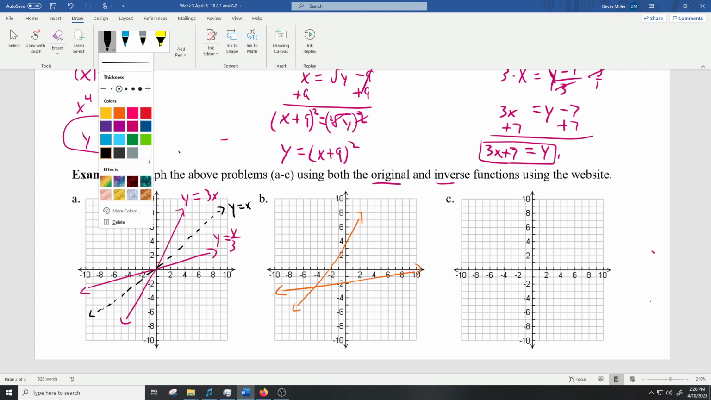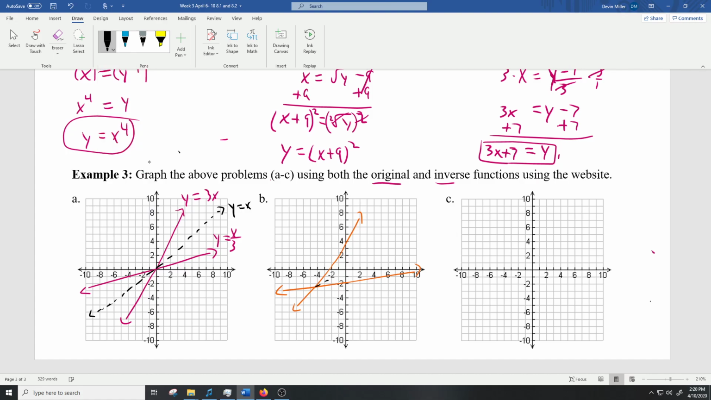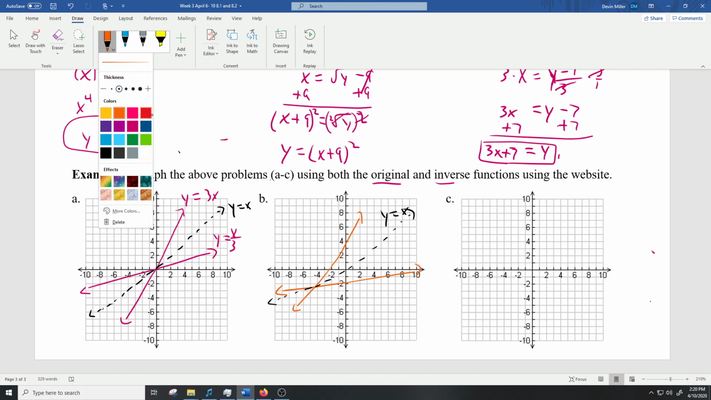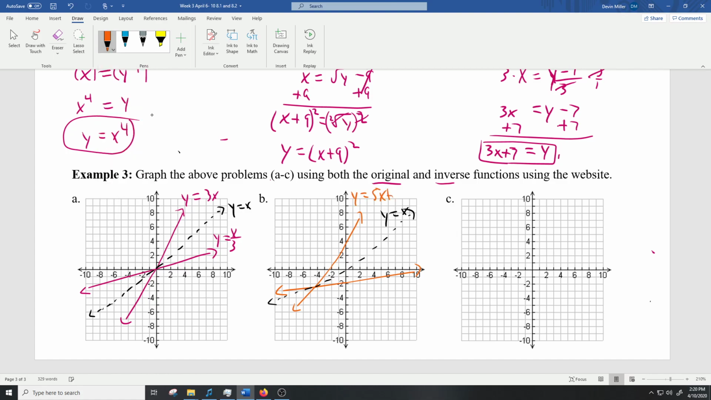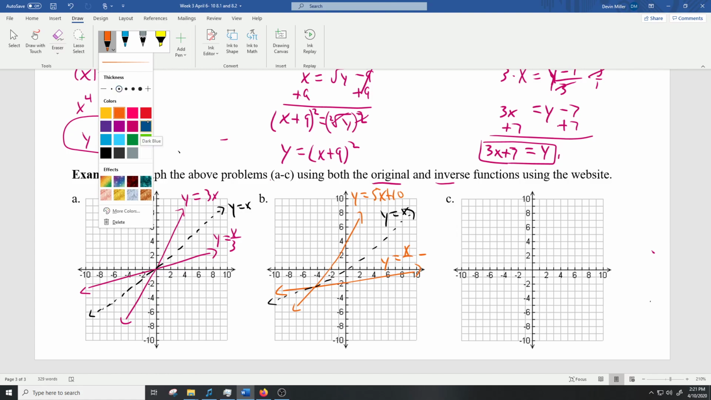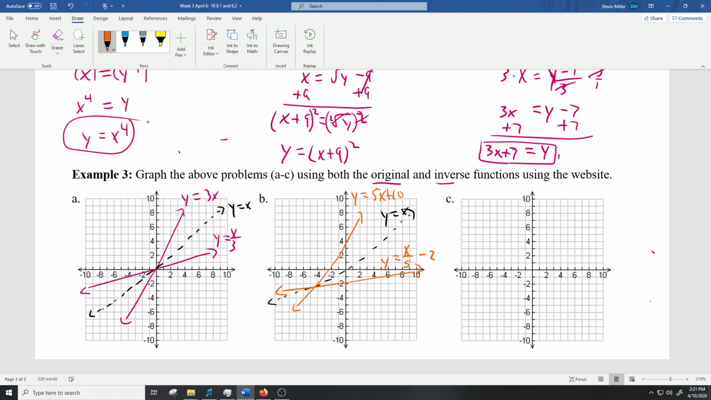And then again, I'll draw the y equals x as best I can. I can't do it too well. So that's y equals x, and then we have the other two graphs. I'll label them as well. This was 5x plus 10, and this is x over 5 minus 2. Okay, we got one more to do on the website.